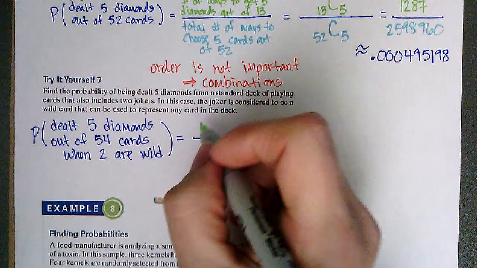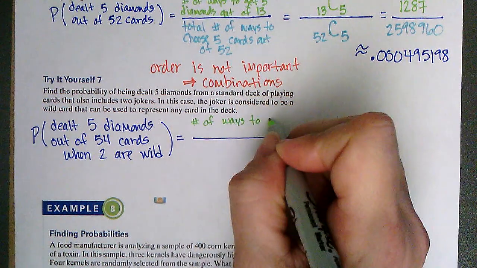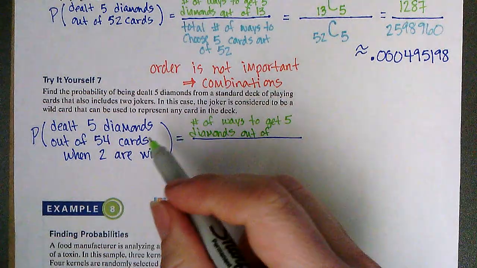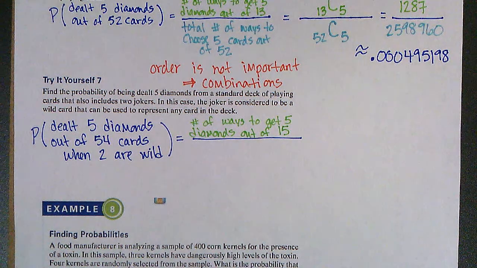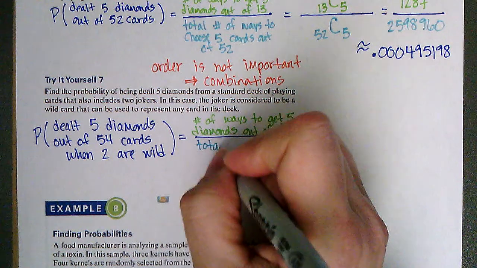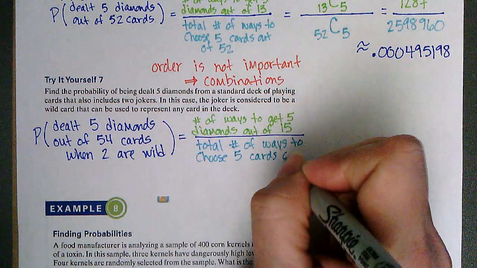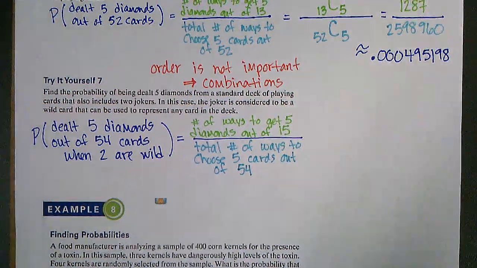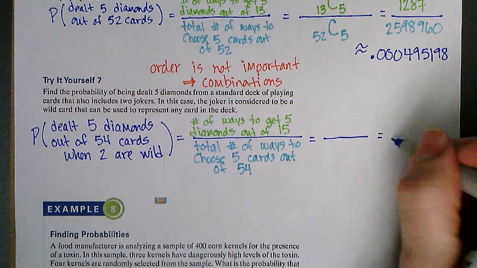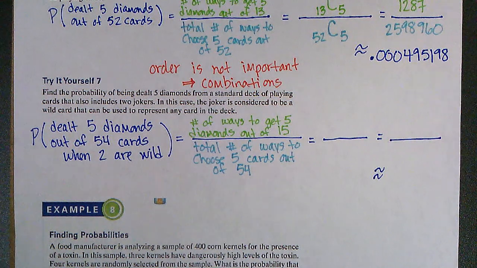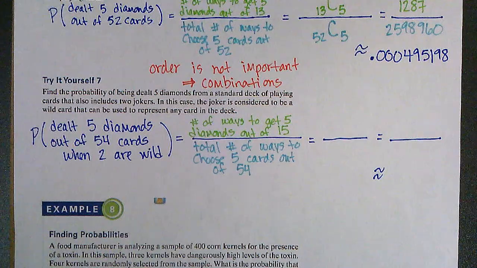Now in our numerator, we need the number of ways to get 5 diamonds. But now, instead of 13 diamonds, I have these 2 wild cards. So I have 15 possible cards that would work for a diamond. And then I need the total number of ways to choose 5 cards. But now I don't have 52 cards, I have 54 cards. So take a moment, fill in these values. I am going to pause the video, which means that it's going to start right back up with my stuff written in. So if you pause it now and then write your stuff down and then turn it back on, then you'll be able to check your answers.